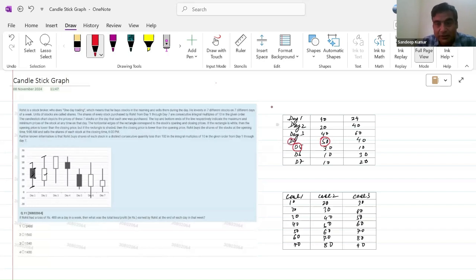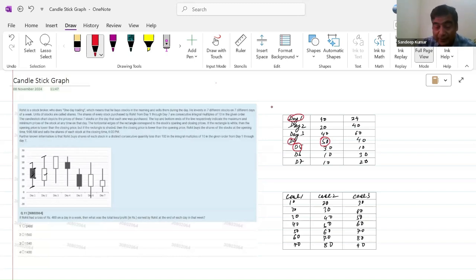And Rohit has a loss on day 1. Okay. If Rohit had a loss of 400 on a day in a week, then what was the total loss or profit earned by Rohit at the end of each day of that week?